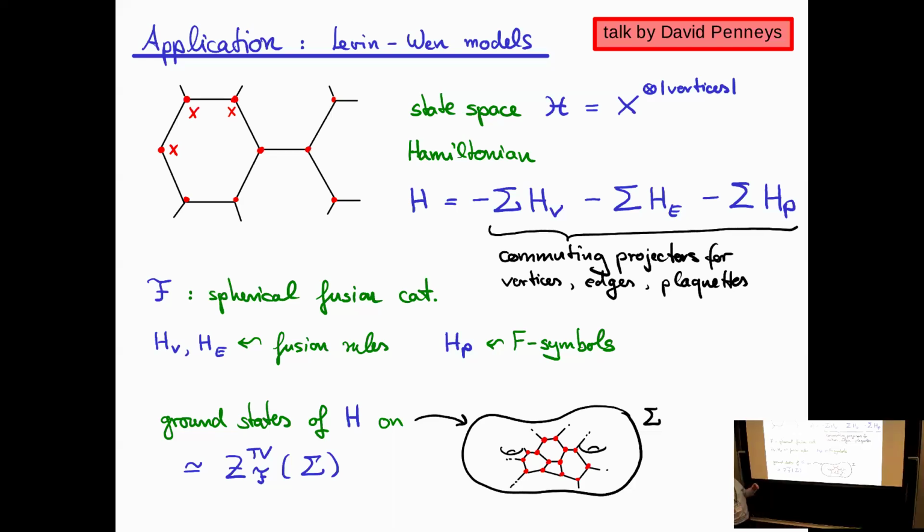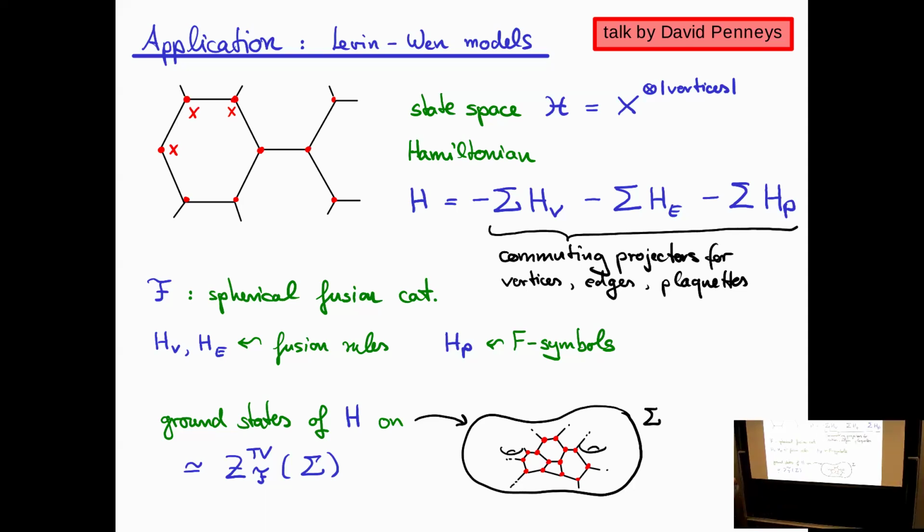So here I can be quick. In the Levin-Wen model, you had a two-dimensional spin model where the state space is given by some local degrees of freedom, one for each site, each vertex here. Then there's a Hamiltonian, which is a commuting projector Hamiltonian built out of vertex, edge, and plaquette Hamiltonians. One way to get such a Hamiltonian is to start from a spherical fusion category, and then there are some specific expressions which David explained. If you use these, then the ground states of this Hamiltonian produce the state space of the Turaev-Viro theory for the fusion category you put in.